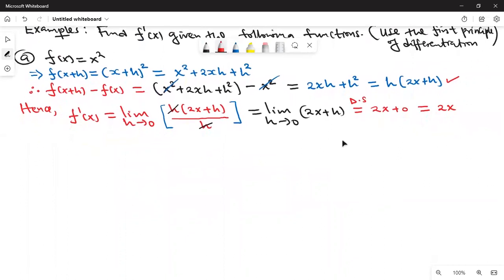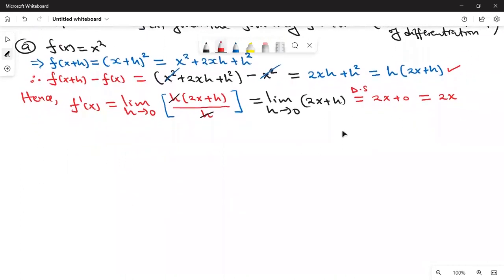Another function is f of x is equal to the square root of x. So we talk of part B, f of x is equal to the square root of x. Again, we need to use first principle to find the derivative of that function.